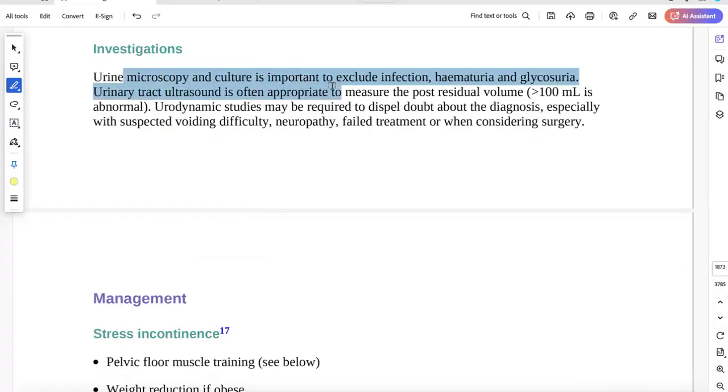Followed by urine microscopy and culture, you can also do a urinary tract ultrasound to check how much urine they're retaining, like if they're actually having any urinary retention or not. And then if you are doubtful about the diagnosis, you can also send the patient for urodynamic studies to confirm the diagnosis. So confirmatory is urodynamic and initially it is microscopy and culture.